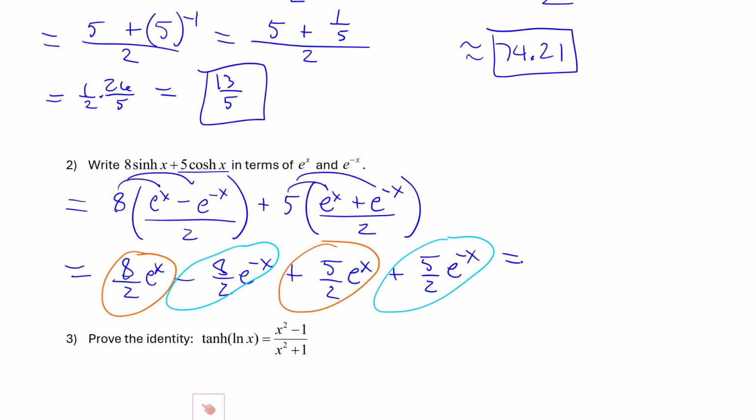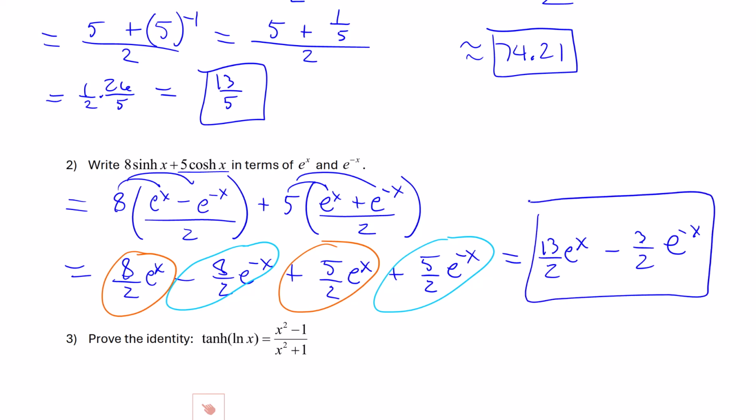So we'll write this one more time, then, as equals. For my e to the x terms, I have 8 over 2 plus 5 over 2, which would be 13 over 2, e to the x. And then for the negative x terms, we have a negative 8 over 2 plus a 5 over 2, just combining those like terms. So negative 8 plus 5, of course, gives us a minus 3 over 2, and that's e to the negative x. So minus 3 halves e to the negative x. And that's better than it was. It's still in terms of e to the x and e to the negative x, and so we'll finish right there.